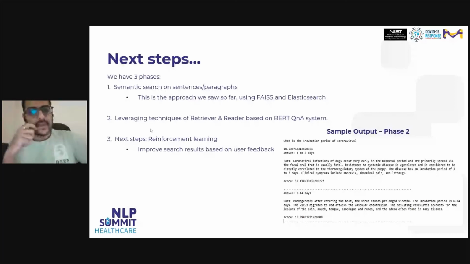And then finally, we want to experiment with reinforcement learning, because we want to understand what kind of user feedback we are receiving. Based on that, we want to refine or retrain our system on the fly so that we can improve the search the next time the user is firing a similar query. So these are some of the experimentations that we are doing currently in terms of BERT Q&A and reinforcement learning. We are on a journey.